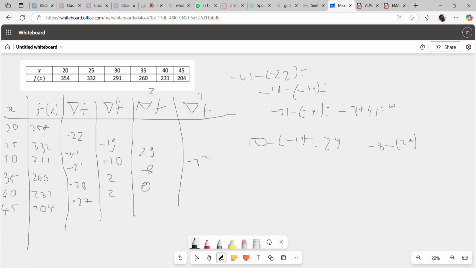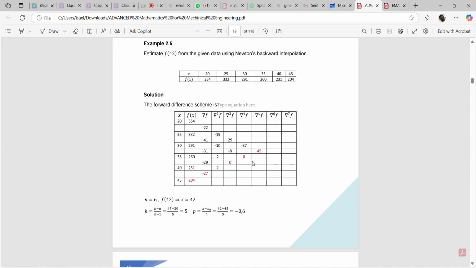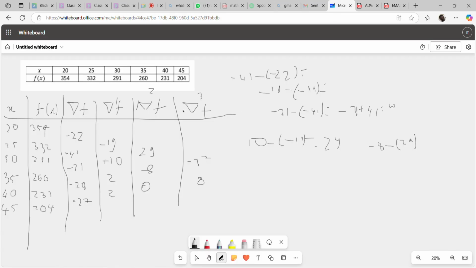Now we have 0 minus of the formula minus 8. It is giving positive 8. I guess that's what they got as well. Remember, it is low minus up. And then here you have D4F.